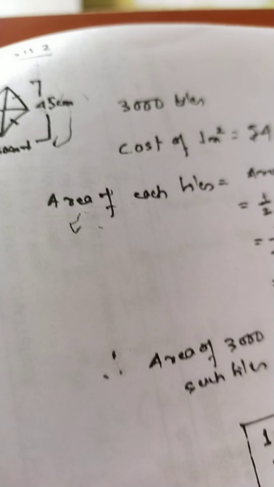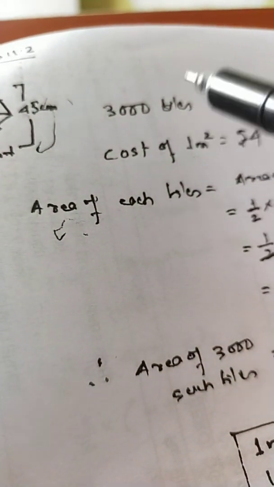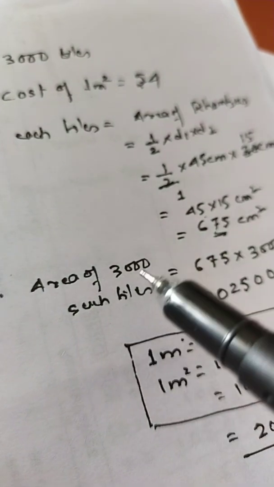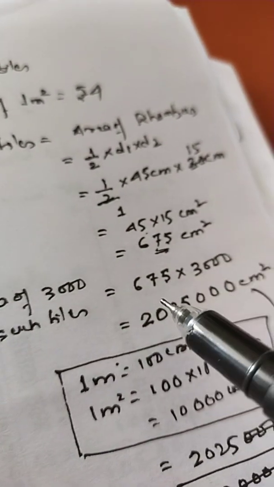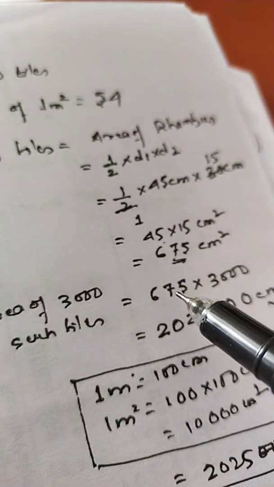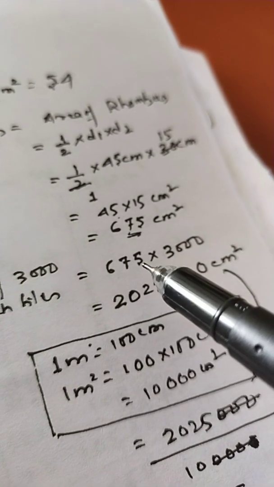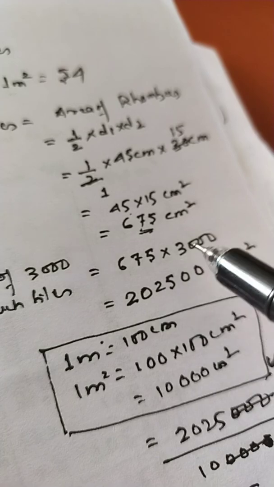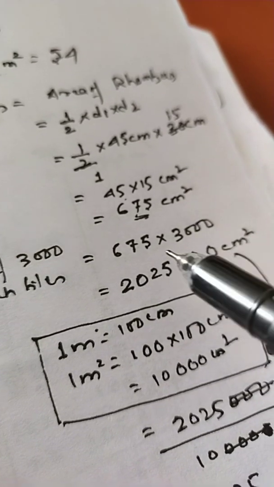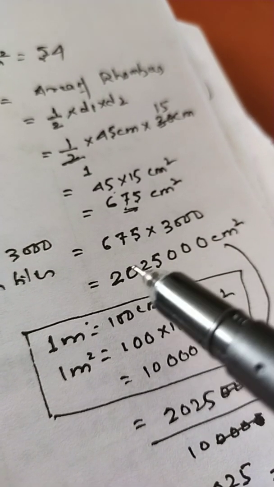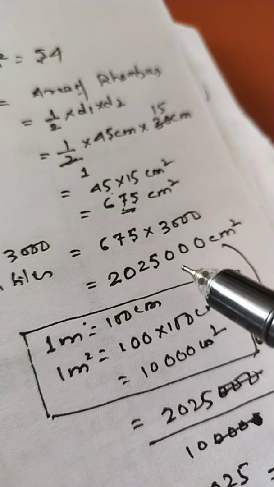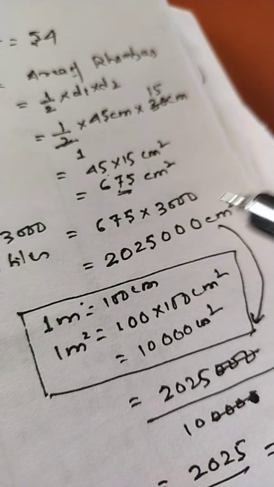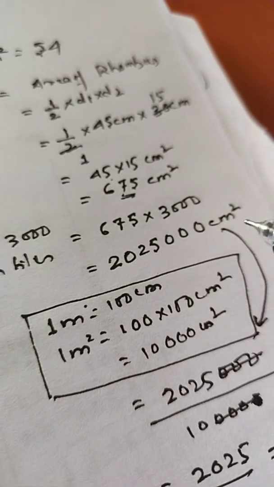Students, now as you know, how many tiles were there? There were 3000 tiles. So we have to get the area of 3000 such tiles. That would be equal to area of each tile into 3000. So we get 675 into 3000. If you multiply this, you will get the answer as 2025000 centimeter square.